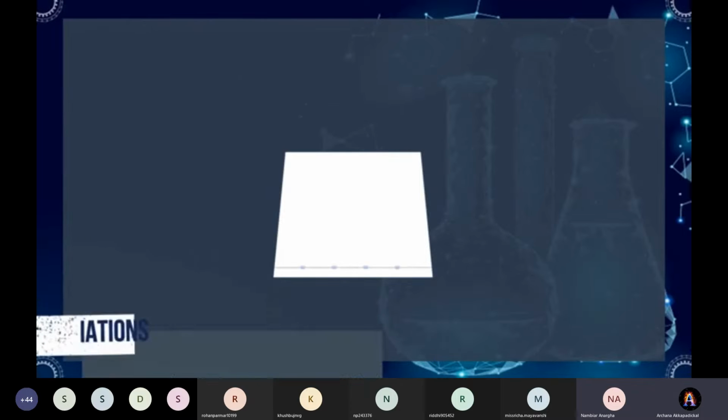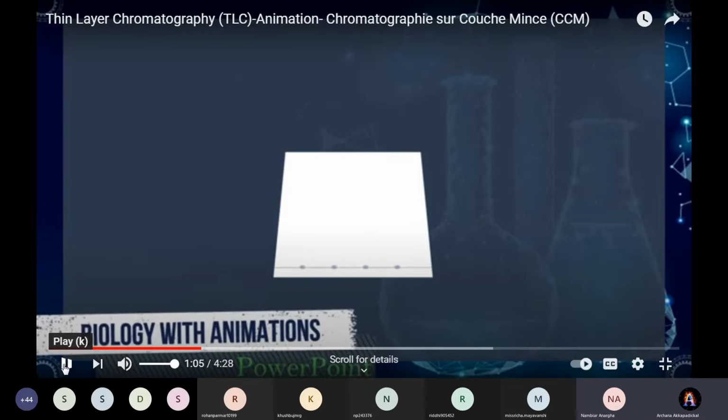Archana, please pause the video. So देखो, in this you can see that the first spot was of a mixture, the second spot was of compound A, the third was of compound B, and the fourth was of compound C. ठीक है, इतना आपको समझ में आ गया कि आपने देखा ये क्या हो रहा है.